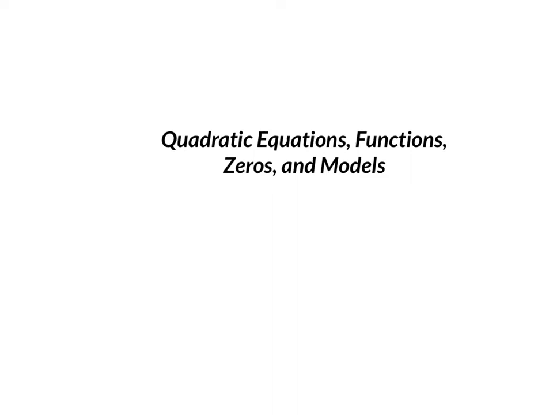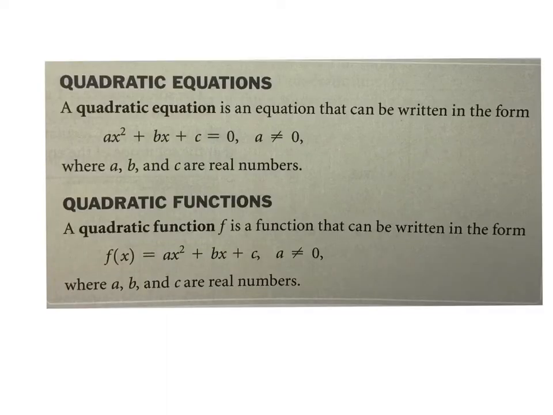All right, guys, we're doing quadratics: quadratic equations, functions, zeros, and maybe even some models. So here we go. Quadratic equations look like this. Quadratic means there's an x squared term. ax squared plus bx plus c equals 0, that's the standard form of a quadratic equation.